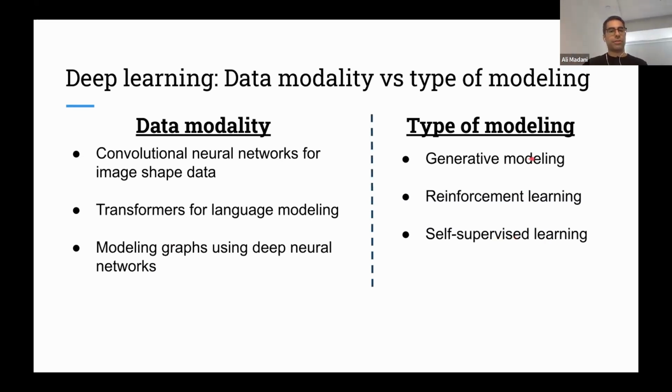Like if you want to generate new data, learn about the distribution, generate a new distribution, or do representation learning using self-supervised learning, or go for action-based and experience-based learning in reinforcement learning setting, rather than having all the data together and then go for supervised learning, right? So this distinction between type of modeling and data modality-based algorithms would be very important. There's something to be aware of.